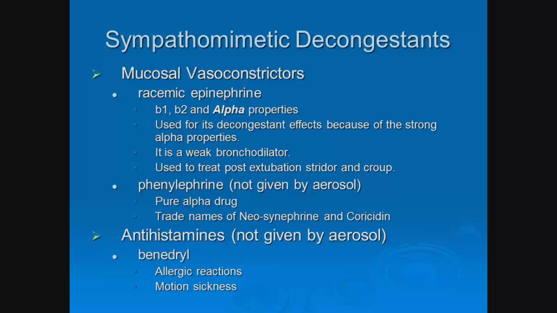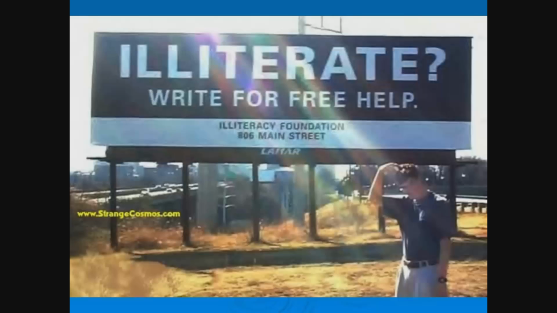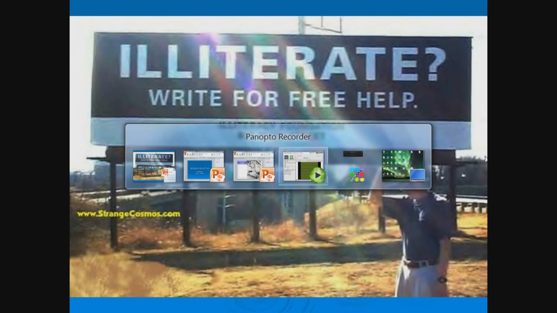There are also antihistamines that can be used as a decongestant. Most commonly used is Benadryl, obviously. So we have catecholamines, we have resorcinols, and we have saligenins, in really formoterol, arformoterol, and indacaterol. They're not really saligenins, although structurally they're similar to that. And I will stop there.